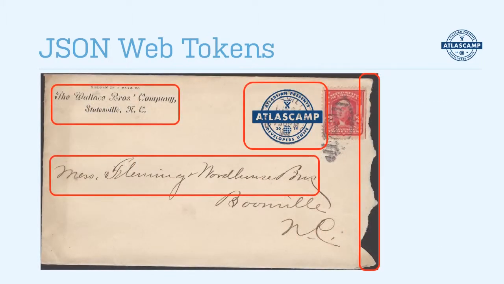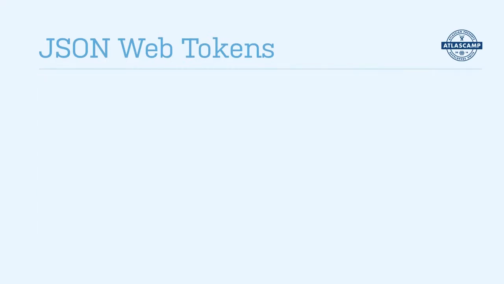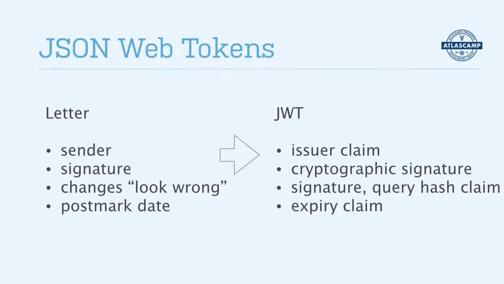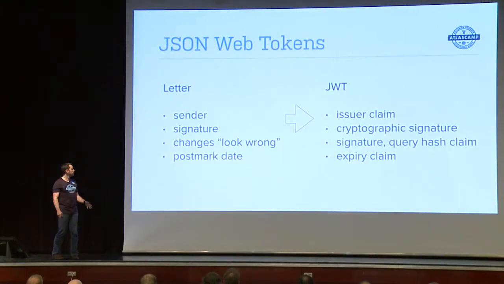So let's bring it back to the analogy. So you remember in the real letter, you've got the sender claim. You have the handwriting, which is like a signature, very hard to fake. You've got the tamper evidence on the right-hand side. You can see someone's torn it open. And you've got the postmark. Well, in JWT, the sender is the issuer claim. Very simple, just plain text says this is who I am. The physical signature on the letter is like the cryptographic signature in JWT. Very hard to fake.